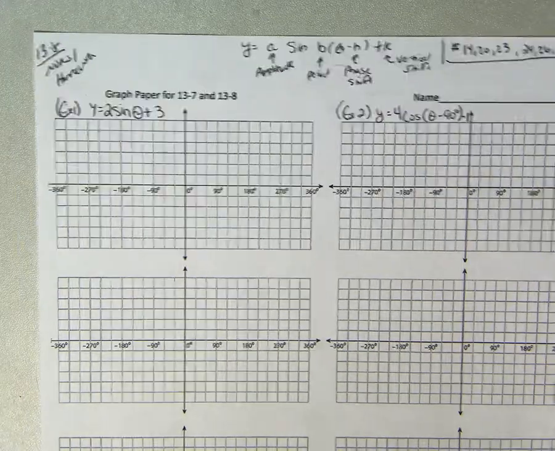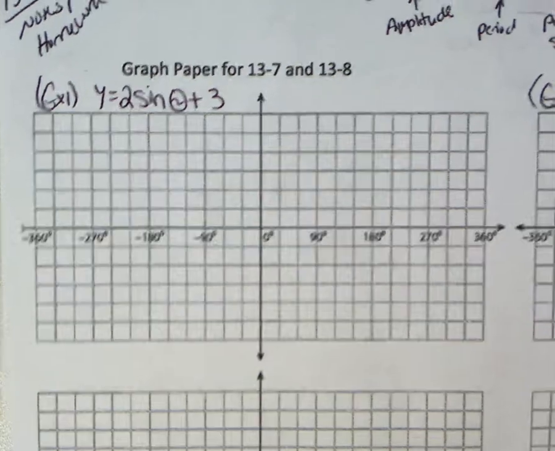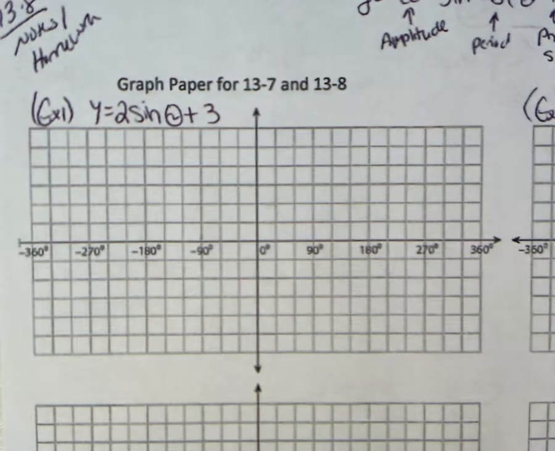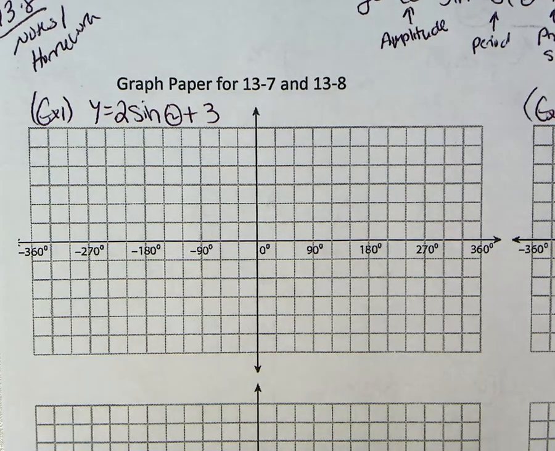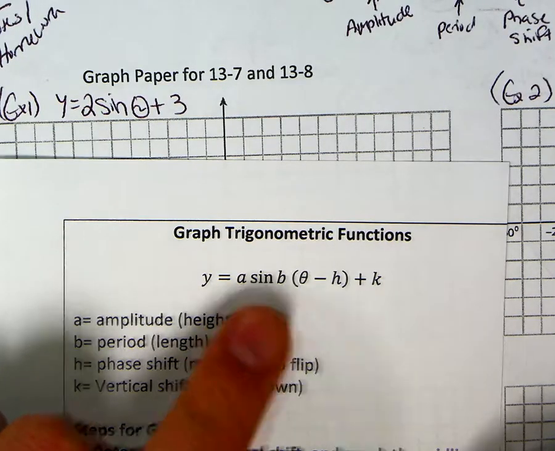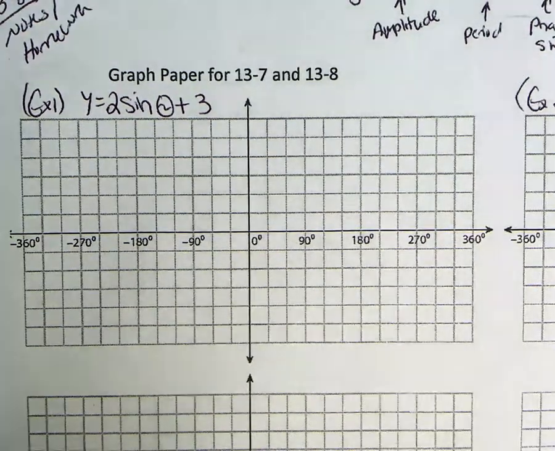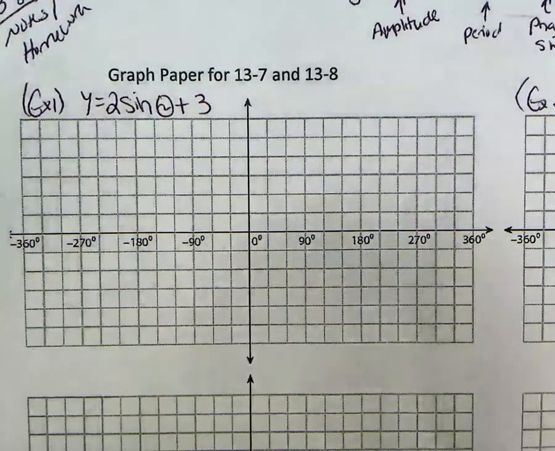So first things first, this example right here, we have y equals 2 sine theta plus 3. And then one thing I just didn't mention with this little part is that cosine could be in here instead of sine. It doesn't matter. Other than that, the graph will be a little bit different, but all the rules still apply. So we have y equals 2 sine theta plus 3.